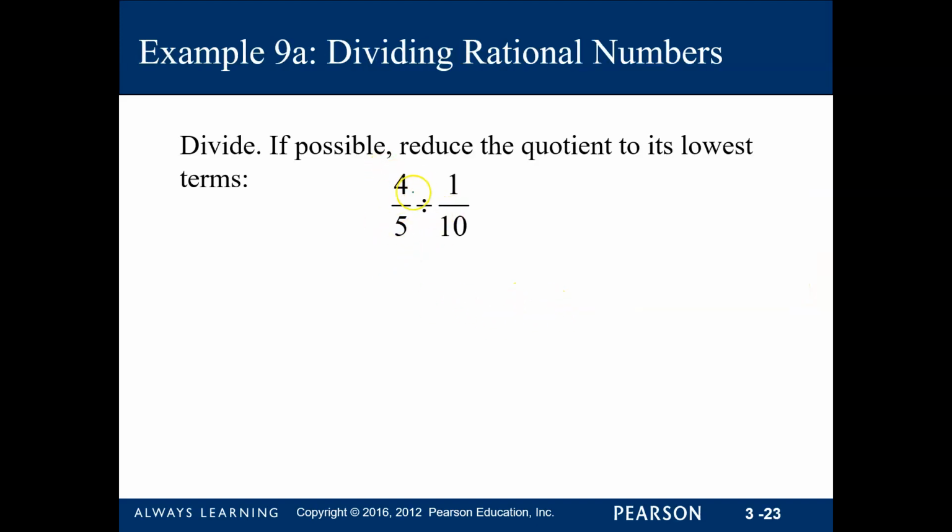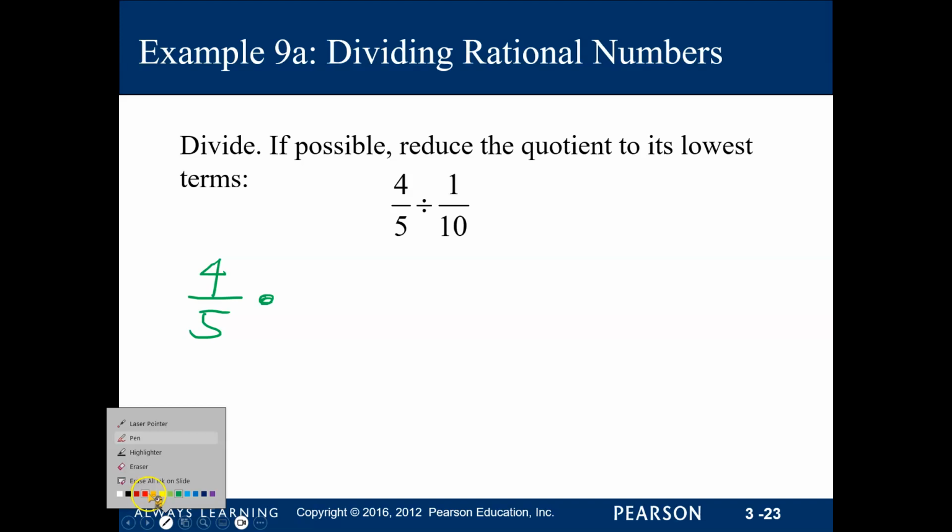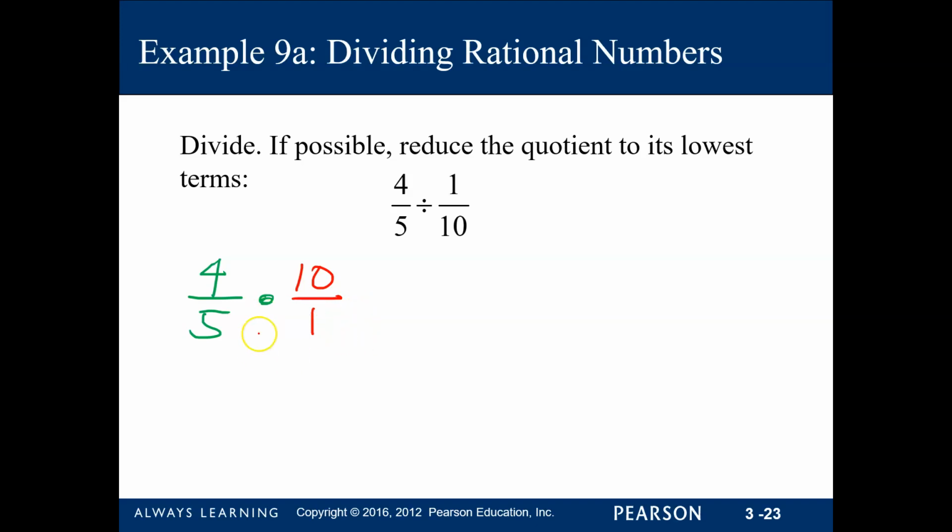So again, here we have 4/5 divided by 1 over 10. We copy 4 over 5. The division sign will now change to multiply. Now our 1 over 10 will switch and become its reciprocal. It's going to be 10 over 1. So remember, the operation becomes multiplication, and then our divisor becomes its reciprocal. And so our answer here will be 40 over 5, which could be simplified to be 8, just simply 8.